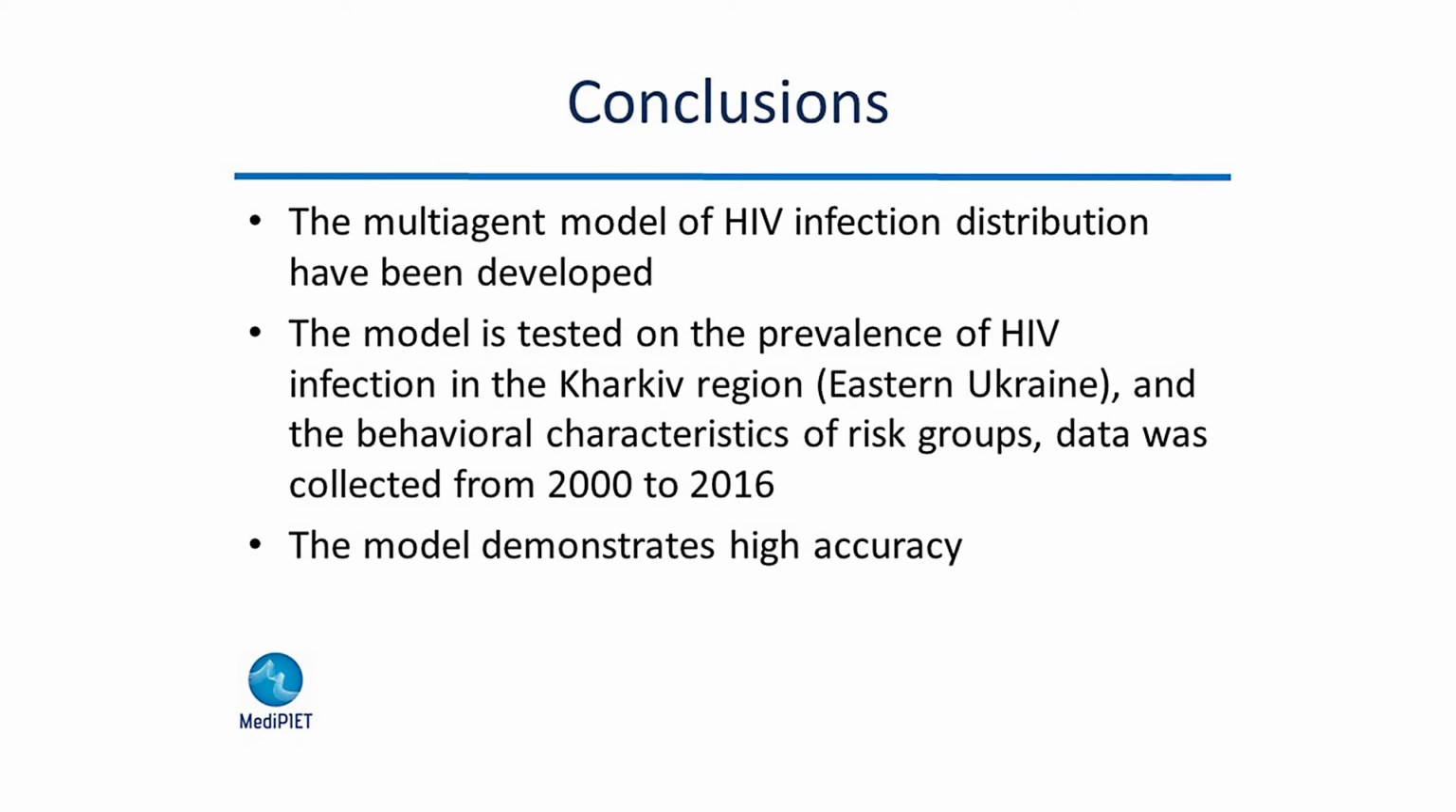So the multi-agent model of HIV infection distribution has been developed. The model has been tested on the prevalence of HIV infection in Kharkiv region and the behavioral characteristics of risk groups. And data was collected from 2000 to 2016. The model demonstrates high accuracy.